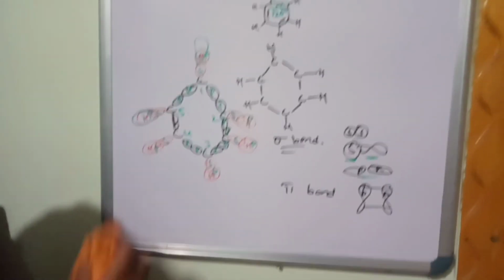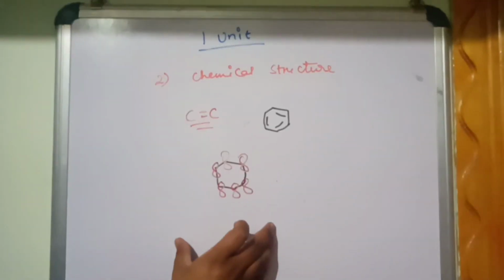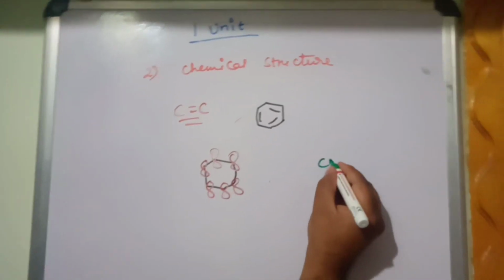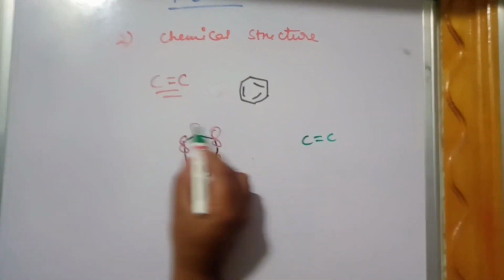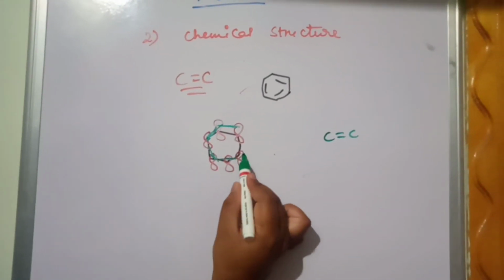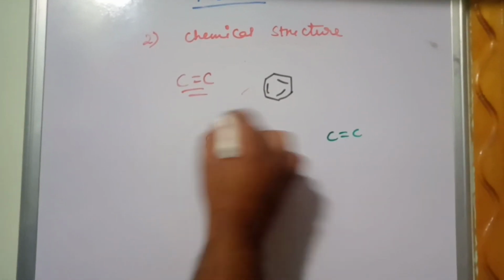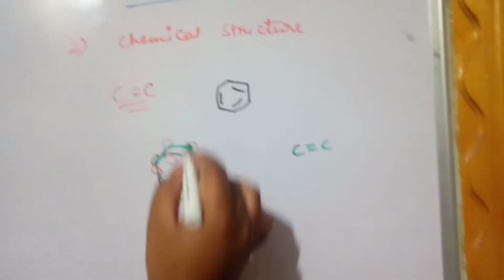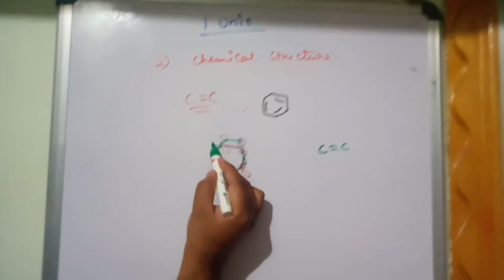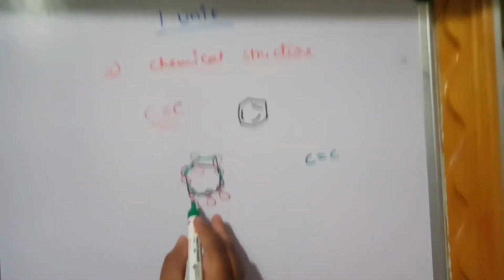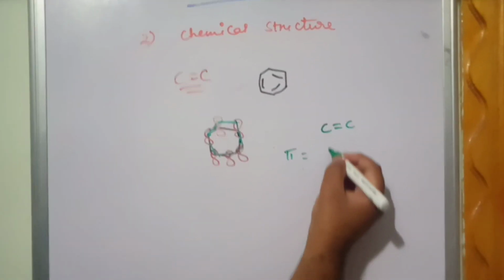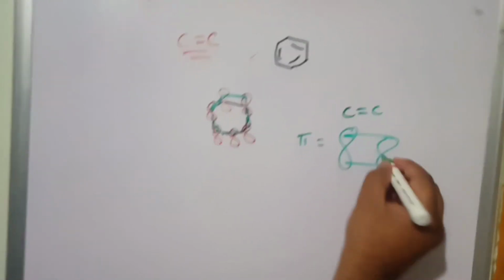Now this is an orbital picture of the carbon-carbon double bond. I told you earlier that carbon-carbon double bonds are formed by the sideways or parallel overlapping of p orbitals. This is a parallel representation of the pi bond, or pi electron cloud. The electron clouds are parallel to each other. So pi bonds are formed by the sideways overlapping of p orbitals.